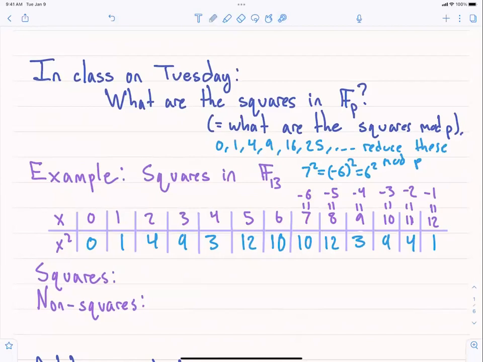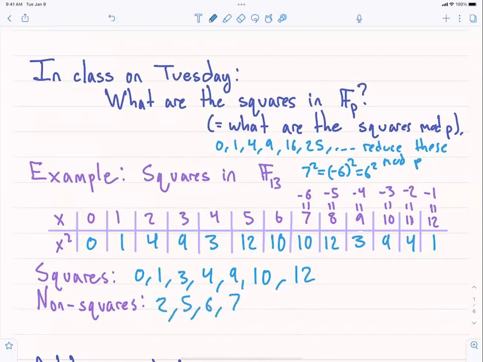Okay, so now I've squared everything and I'm going to write those in a nice list. So the squares are 0, 1, 3, 4, 9, 10, 12. I'm just copying down, in increasing order, everything I got on that bottom row. And the non-squares are everything I didn't get. So that's 2, 5, 6, 7, 8, and 11.